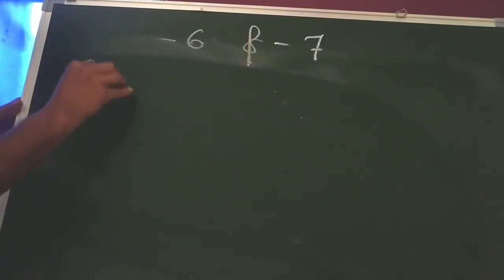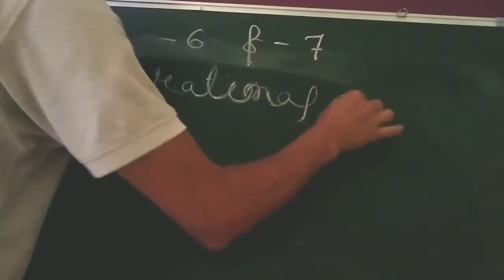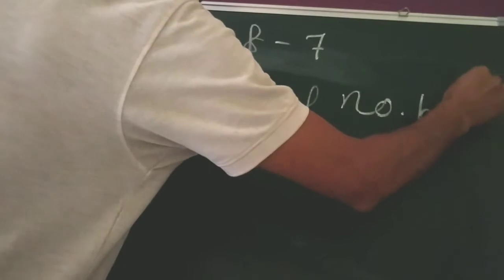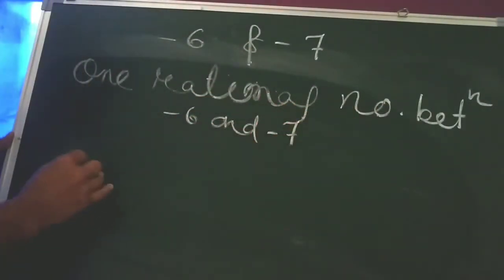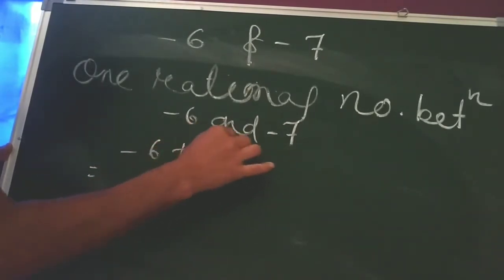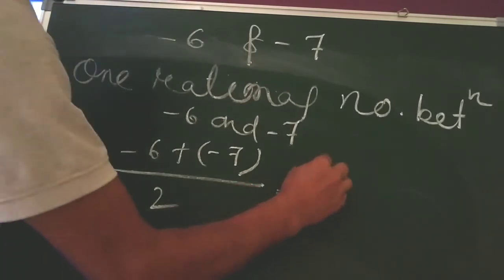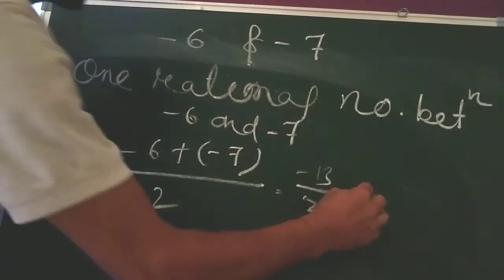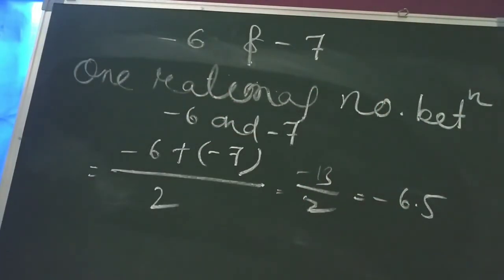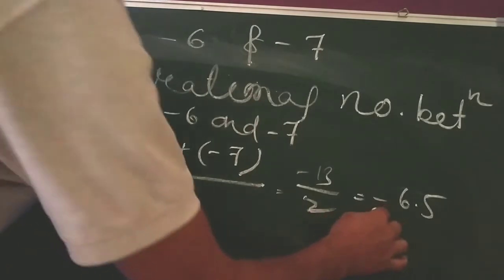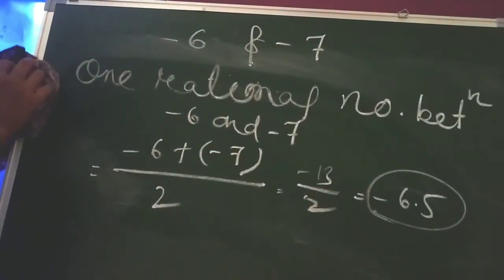One rational number between minus 6 and minus 7 is equal to minus 6 plus minus 7 by the arithmetic method, divided by 2. So we will get minus 13 by 2, and the answer is minus 6.5. See, this is the first rational number between minus 6 and minus 7. So now let us go for the next one.